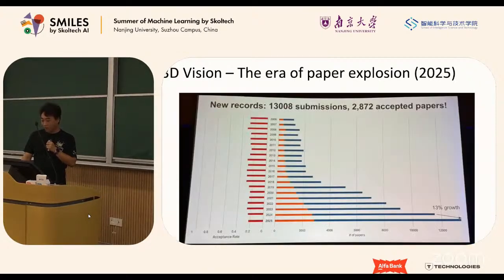In fact, the research community has responded with a huge increase in activity. CVPR 2025 received more than 13,000 submissions and accepted nearly 3,000 papers. So no one can follow every paper anymore. It is increasingly important to understand the underlying ideas rather than memorize individual methods.